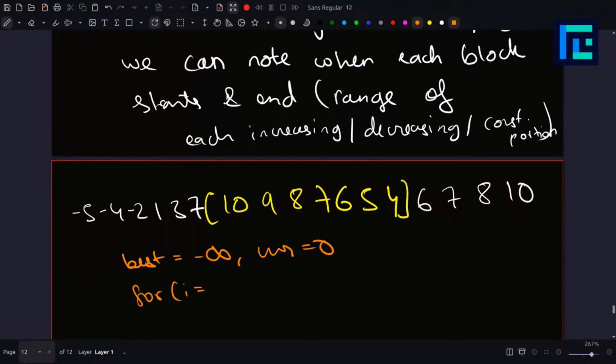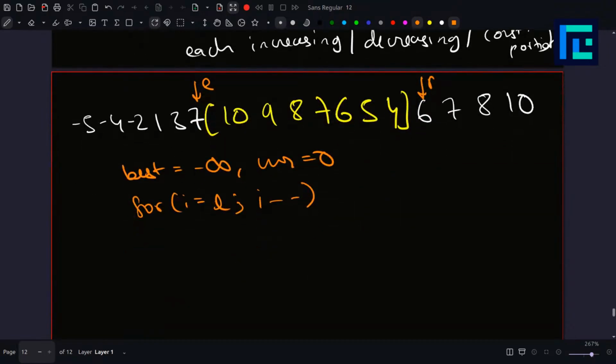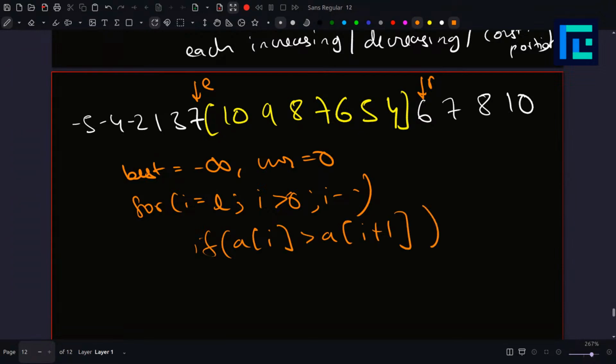Then for I starts at, let's say this value is called L and this value is called R. So I starts at L, I minus minus, so I goes down one by one. We need to make sure that it's still in the increasing array. While it is still in the increasing array, we can check in many ways. We can say, if A of I is greater than A of I minus 1, that will ensure that it's an increasing array. If it's less than or equal to, we know that it's no longer there, so we can just break.